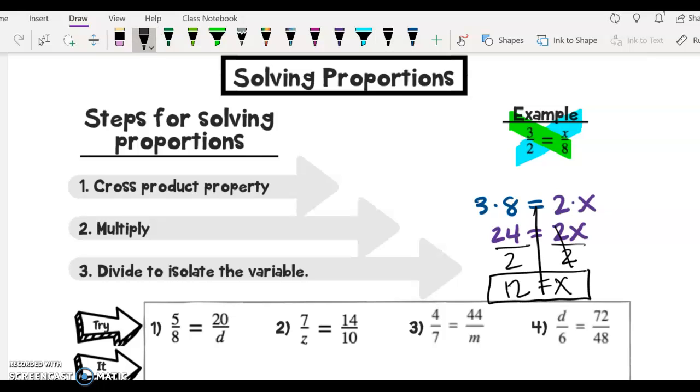So to put it in perspective, step 1 was acknowledging what needed to be multiplied. Step 2 is actually multiplying, and then step 3 was when we divided to isolate the variable.